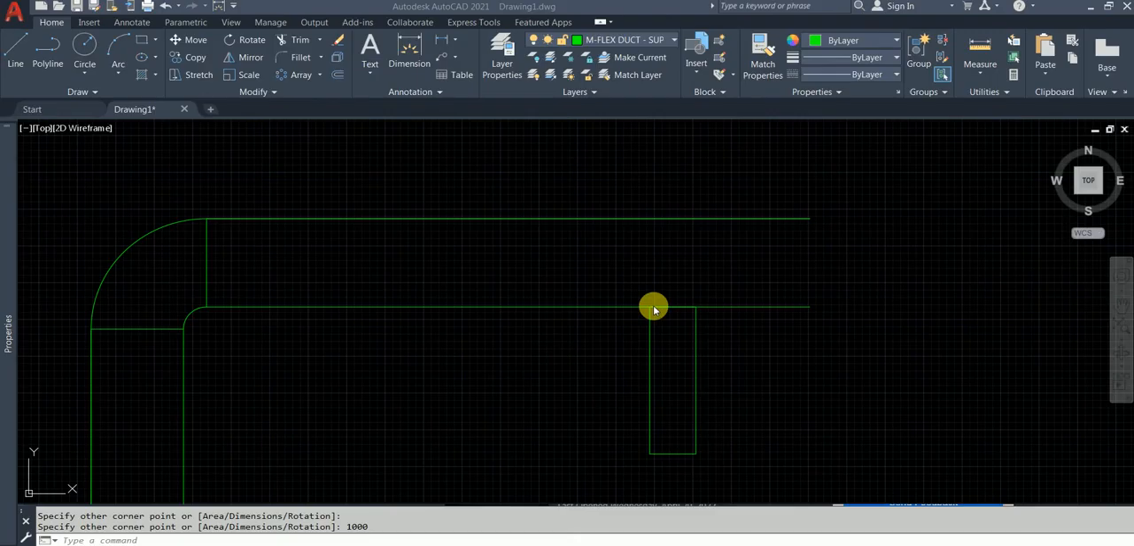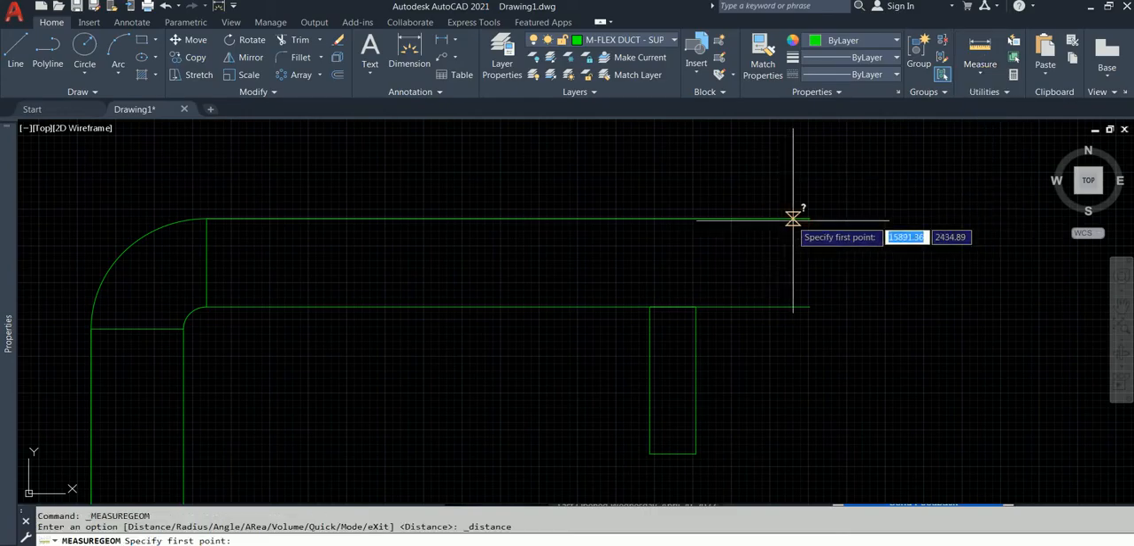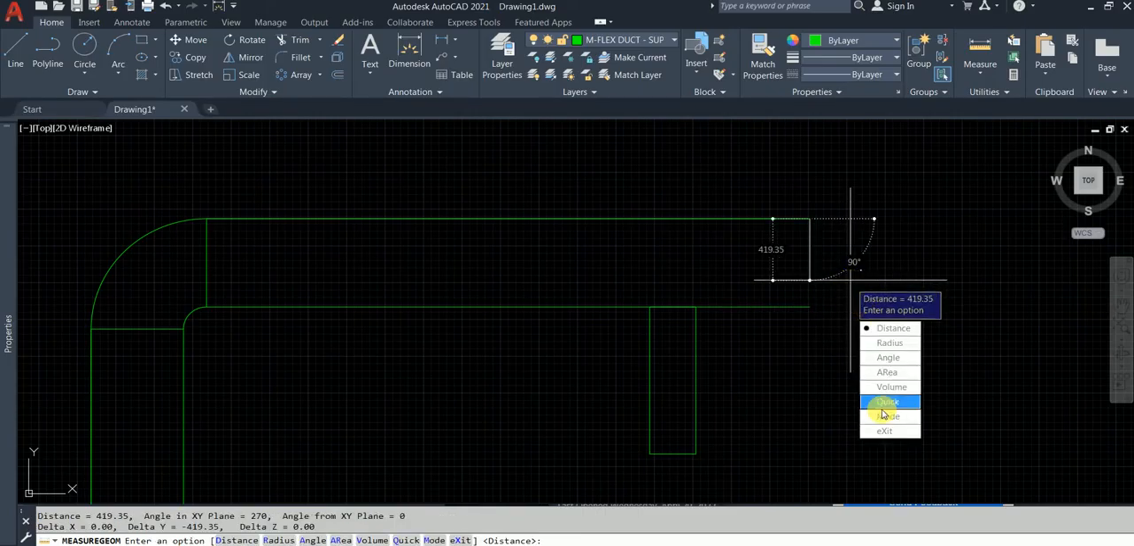There's a small rule here. The rule is as follows: the shoe's minimum width has to be 100, or the width divided by 4. It has to be minimum how much? 100. So from here to here is 600. 600 divided by 4 is how much? 150, isn't it? Okay, say exit.